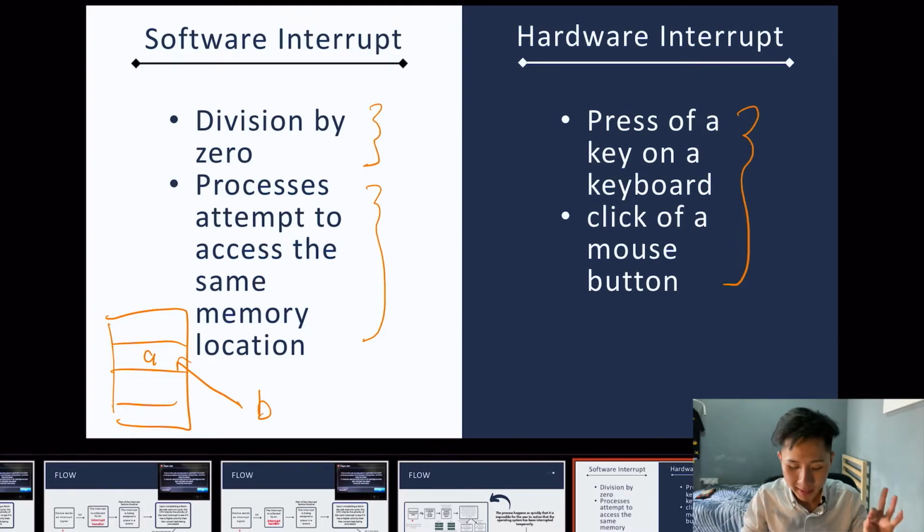So first of all, we learned that an interrupt is a signal sent by a device or program to the OS to cause a temporary stop. The reason interrupts are needed is so that computers can run multiple tasks at the same time instead of one after the other. And the two types of interrupt are the software interrupt and the hardware interrupt.